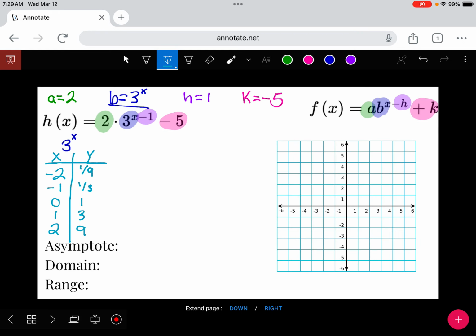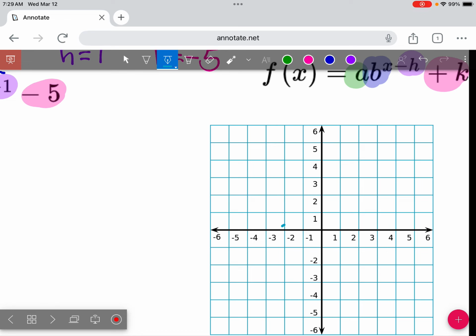So I am going to plot up my parent function again. I know it's just like the one we did in the bell work, but I'm still going to do it. And it should look something like this. So there's our parent.